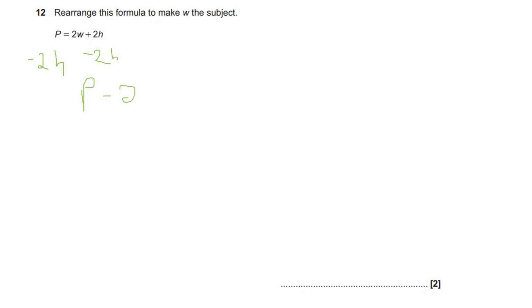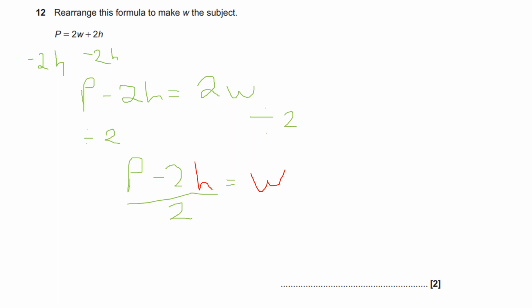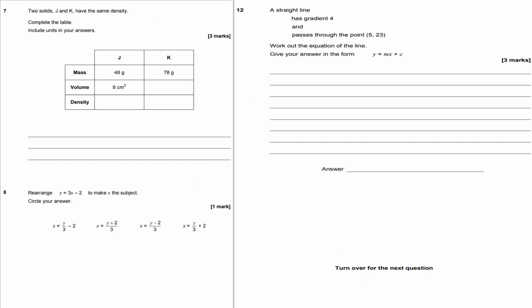So P subtract 2H is equal to 2W, and then I'm going to divide both sides by 2. So I'm going to have P subtract 2H, sorry, I apologize, that's my fault there, all over 2 is equal to W. So W is equal to P subtract 2H all over 2, and that's the answer for that one, guys.